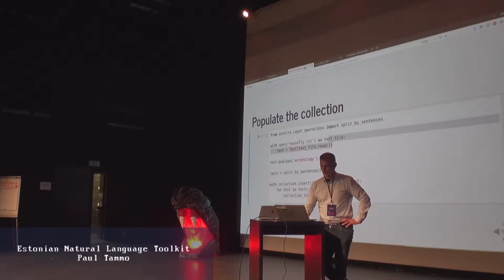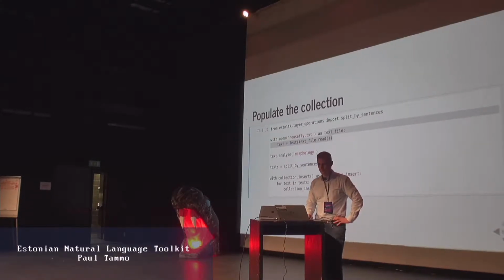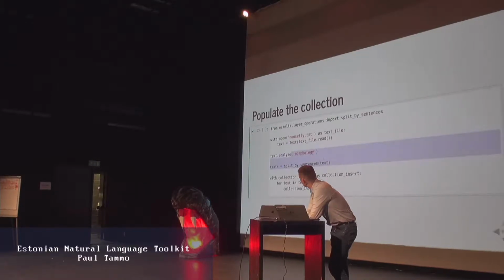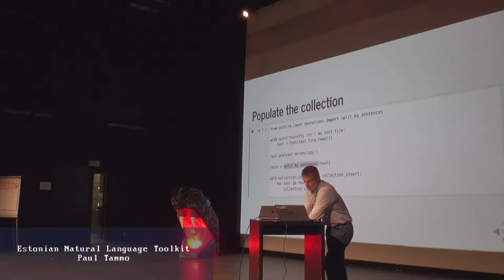And what we shall do, we open the file, we analyze morphologically. That means that the sentences are also annotated. We split the text by sentences, so we get about 100 or 101 sentences, and we insert these sentences one by one into the collection. That's what we can do.